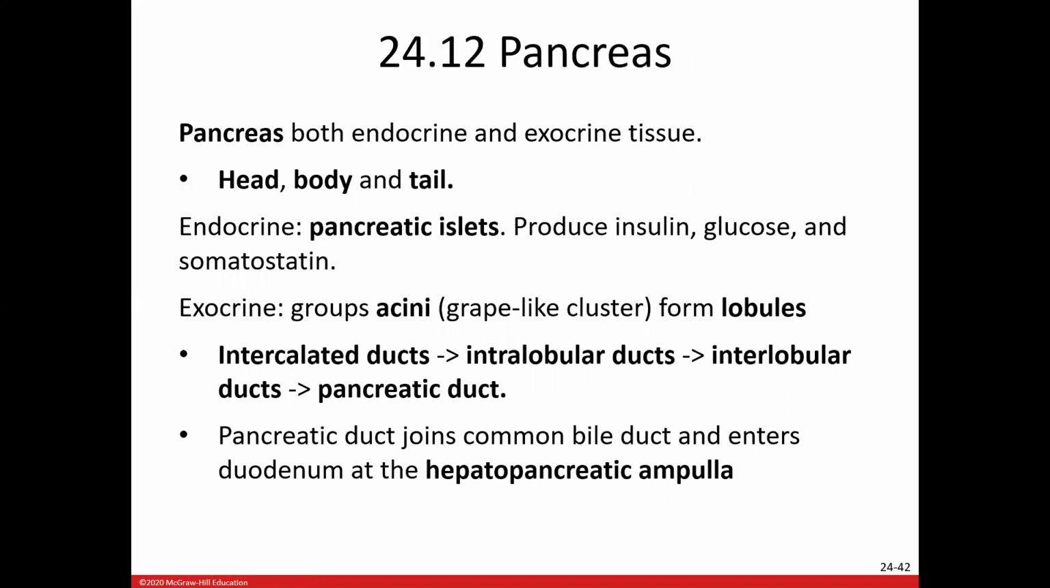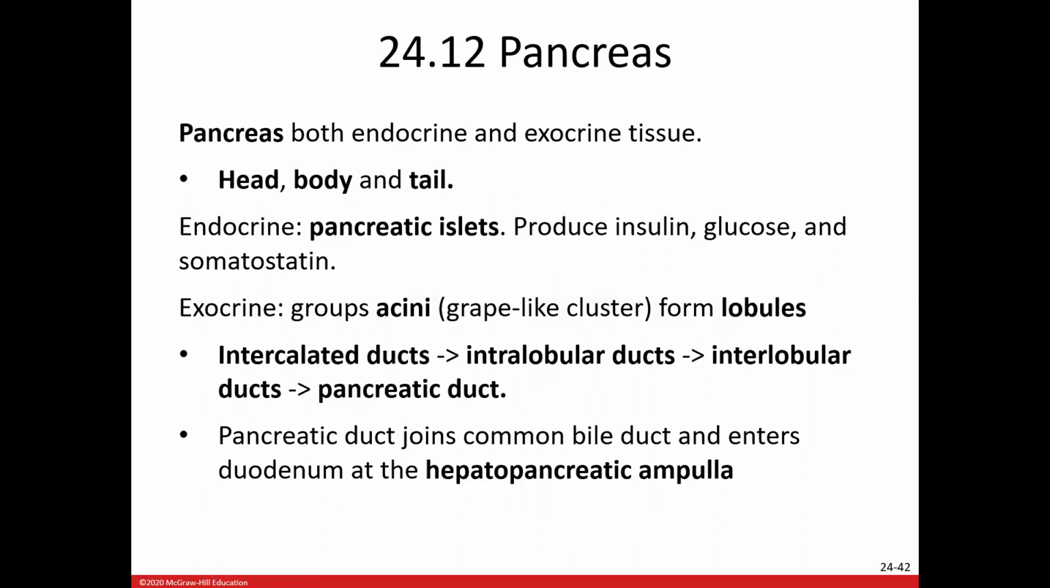Okay. Next is the pancreas. So the pancreas is a mix of endocrine tissue and exocrine tissue. So endocrine tissue produces your hormones, things that have to go through the bloodstream because they're long distance chemical signalers. Exocrine tissue is able to produce compounds that just get secreted into the tissue they're next to. So endocrine has to enter the bloodstream, exocrine just gets secreted directly into the target tissue. The pancreas is made up of three portions. You have a head, a body, and a tail.